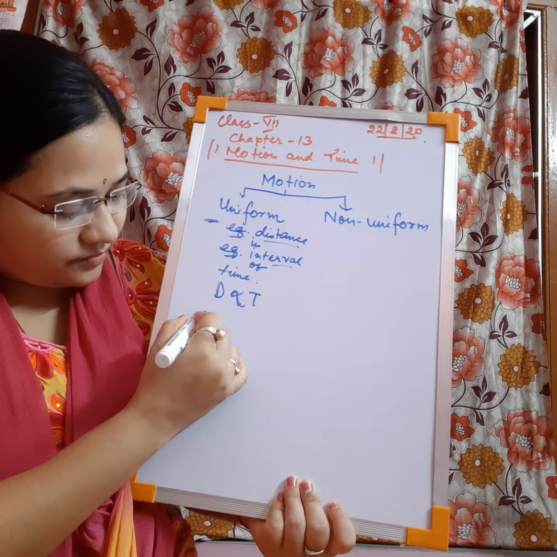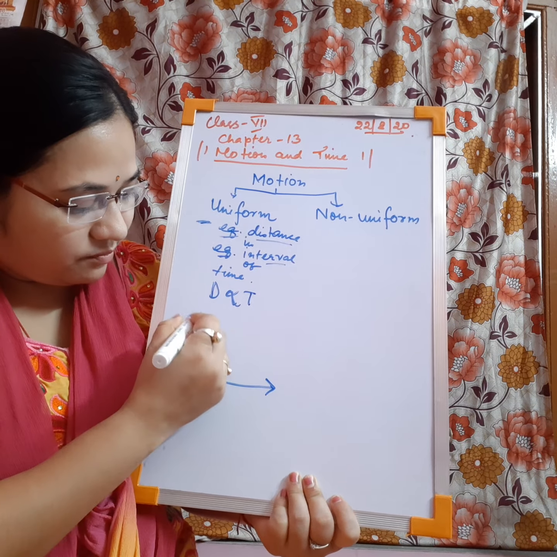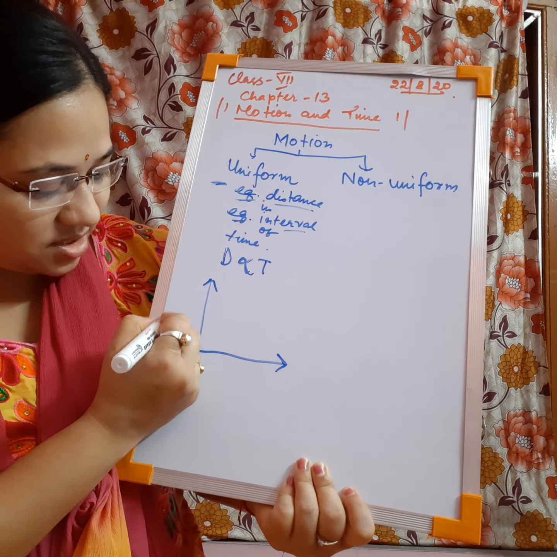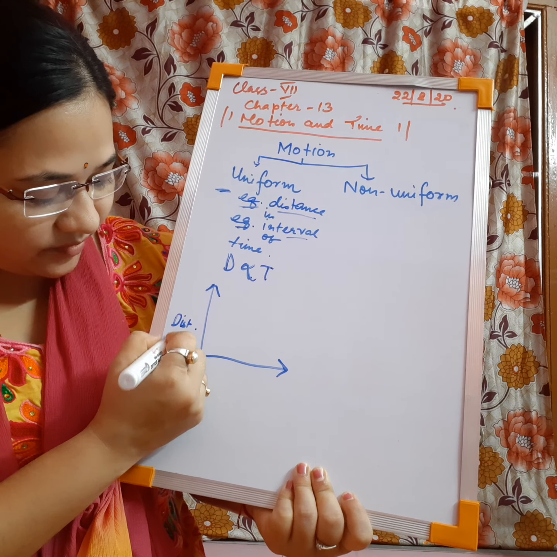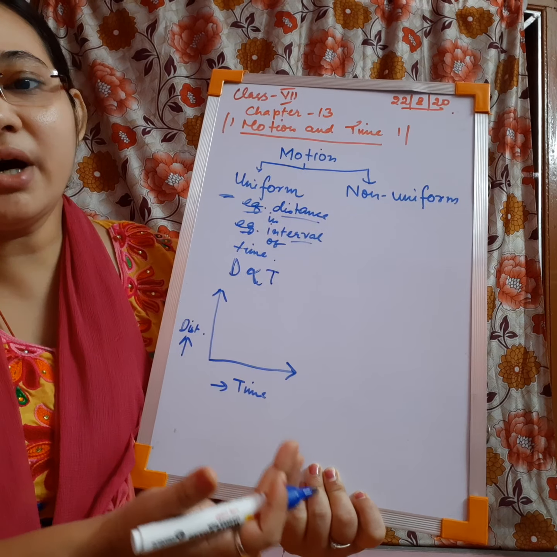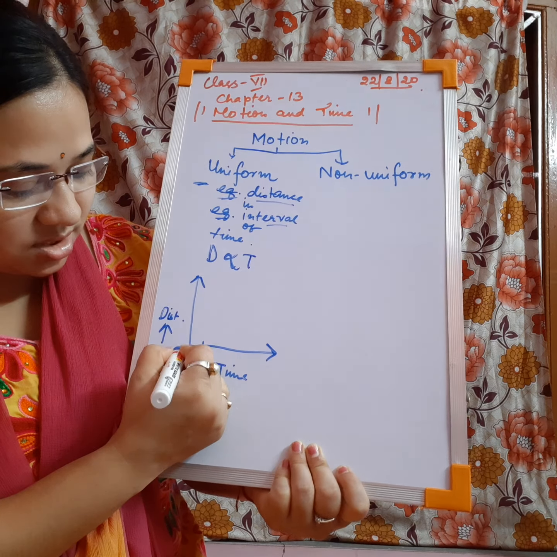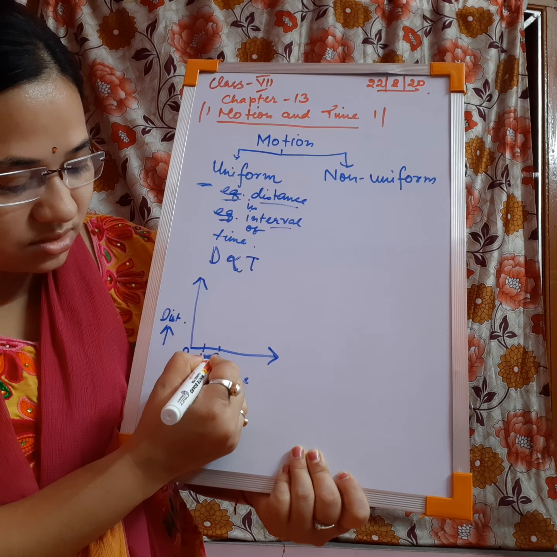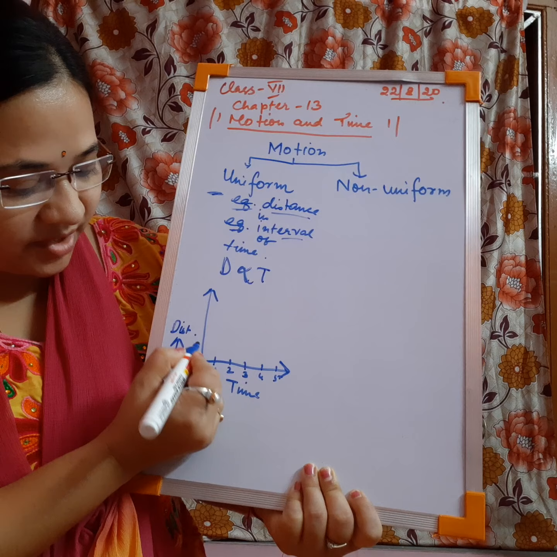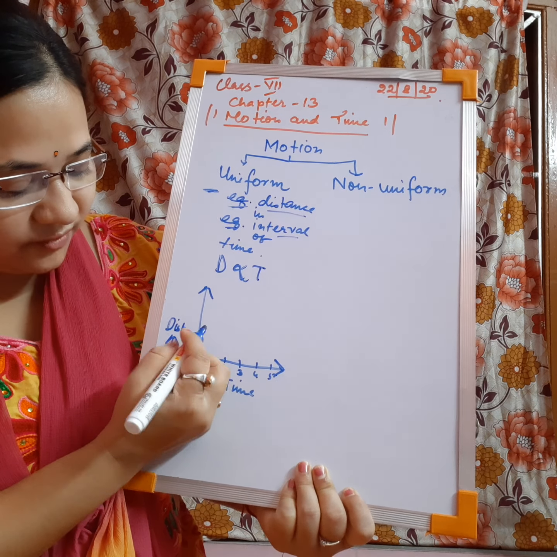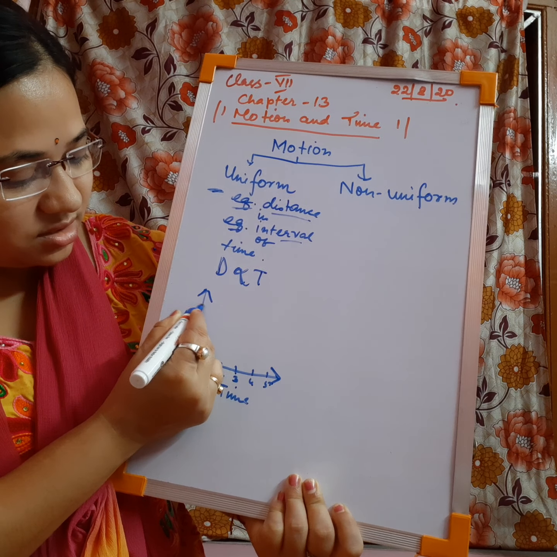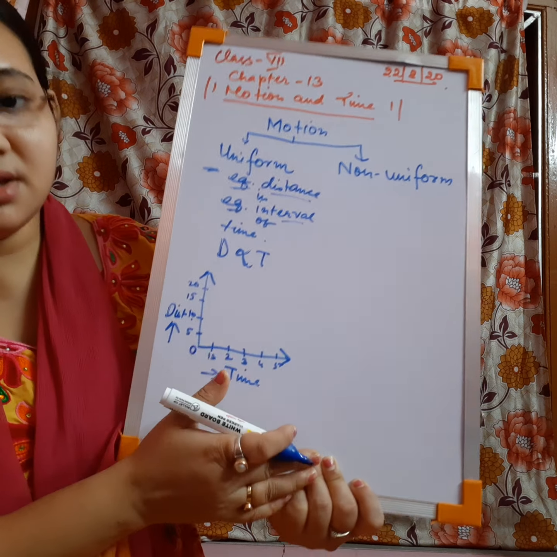So if we try to express it in terms of a graph, all of you please look carefully. Suppose this is the distance traveled in this direction, and this is the time. Suppose this is 0, then 1 second, 2 second, 3 second, 4 second, 5 second, and here 5 meters, 10 meters, 15 meters, 20 meters. So equal distance in this way.